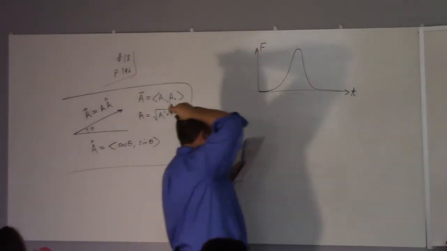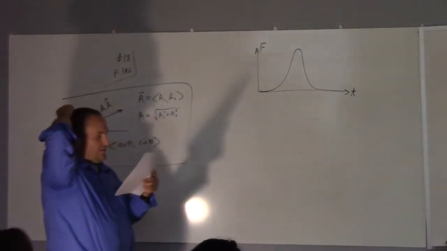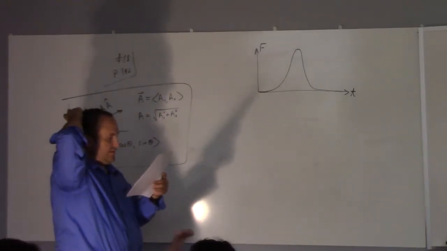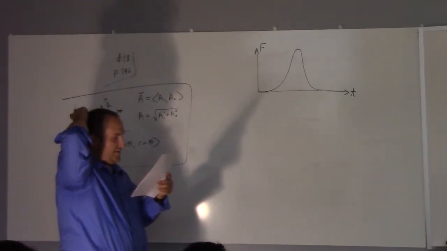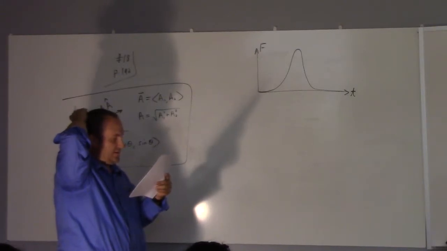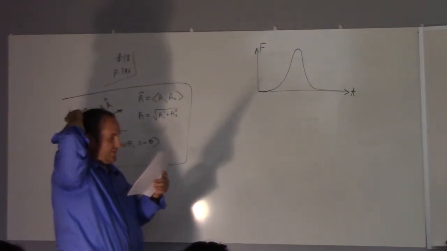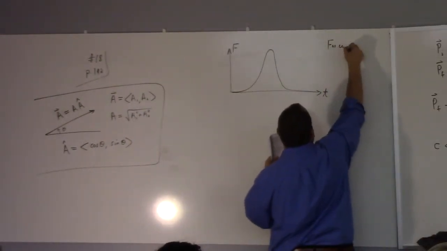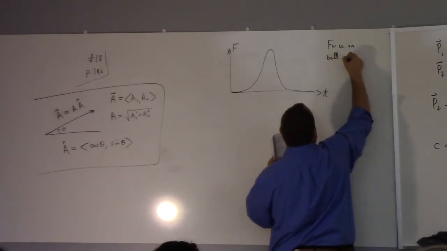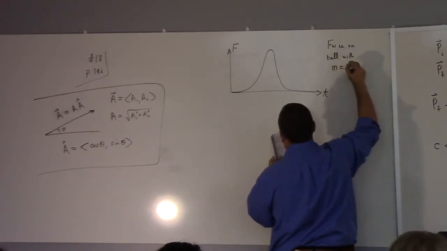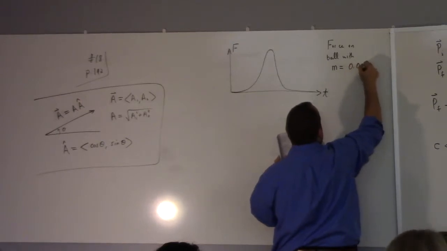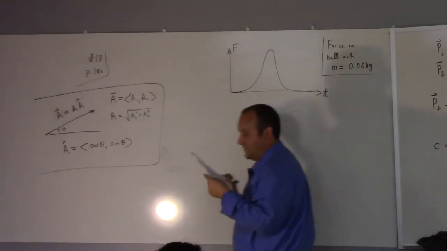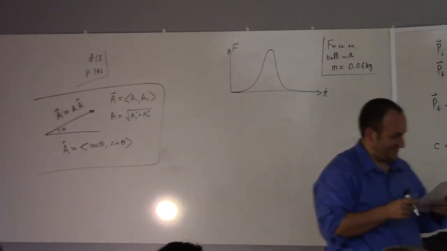And the question is, using graphical methods, count squares to estimate the total impulse given to the ball. And then estimate the velocity of the ball after being struck, assuming the ball is initially at rest. So this is the force on the ball, with mass equal to 0.06 kilograms, which is the book's preferred mass for a tennis ball, apparently. That's good.